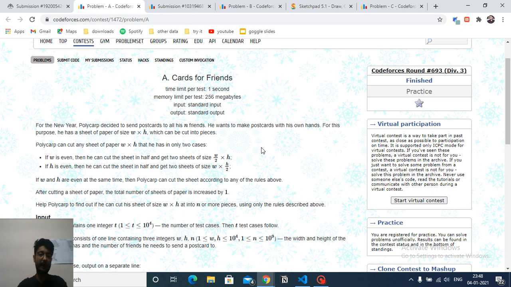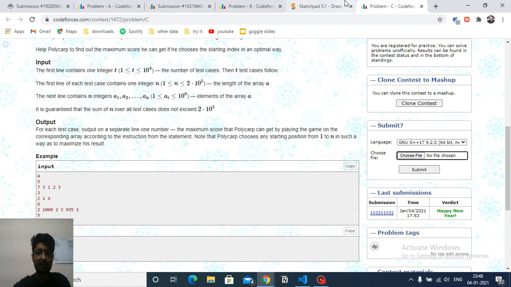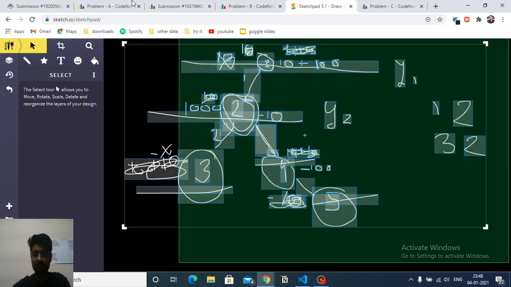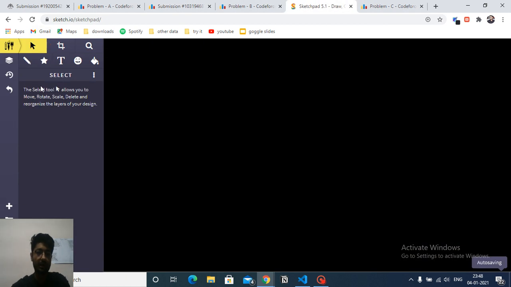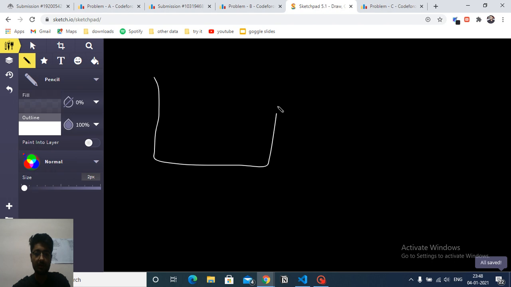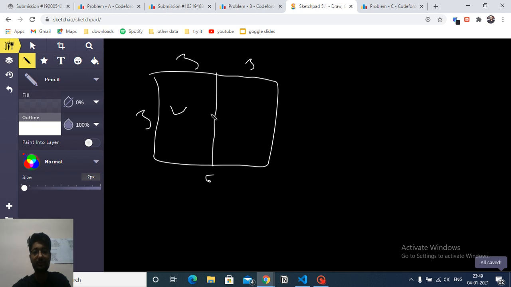Whatever side is even, you can cut the paper along that side. For example, if this is the paper, and maybe this length is 6 and this is 3, you can cut this paper at this point, and the two papers will become of length 3 and 3, so these two papers will form.